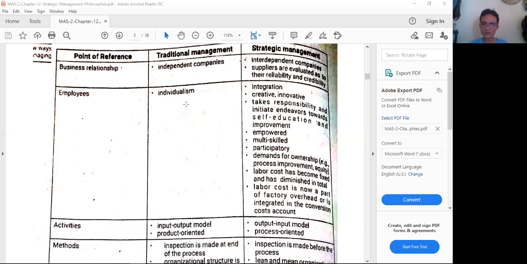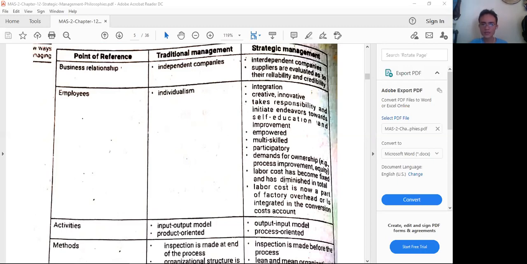Then empowered, multi-skilled, participatory, so meaning there's collaboration in aspects in terms of the employees. Then I like this one, demands for ownership. So they want improvement of the process equity. They want to be safe in terms of their work. Then labor cost has become fixed and has diminished in total.